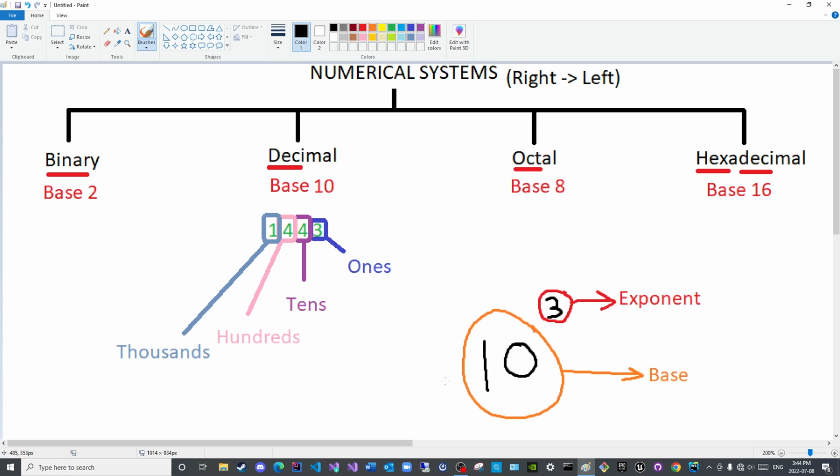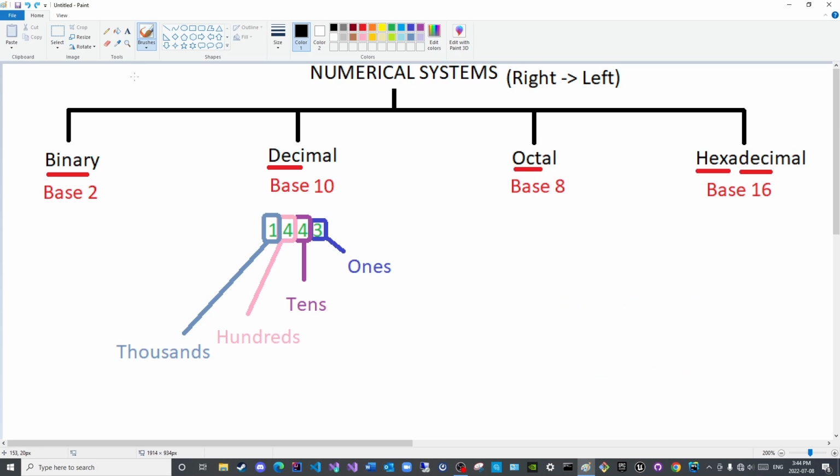So base 2 means 2 to the power of a certain number. Base 8 is 8 to the power of a certain number. And base 16 means 16 to the power of a certain number. I will be writing these later on after we finish dissecting this number. I just want to show you where this terminology came from so that you can understand it later on when we are counting in octal or hexadecimal or binary.